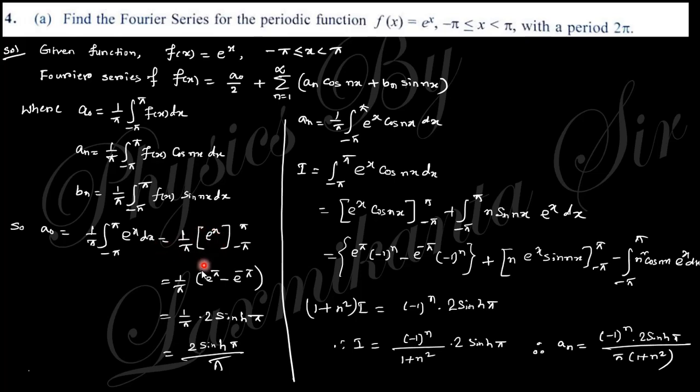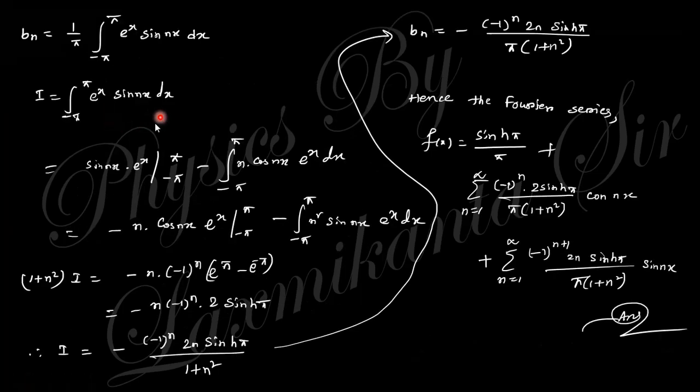So, a0, if you find, gives you 2 sine hyperbolic pi by pi, and an gives you this one, and after that just taking integration by parts, and you know this gives the same value. This type of integration you have already done, and bn gives you this value. Finally, the sum of these 3 expressions a0, an, bn gives you the final Fourier expansion or Fourier series.